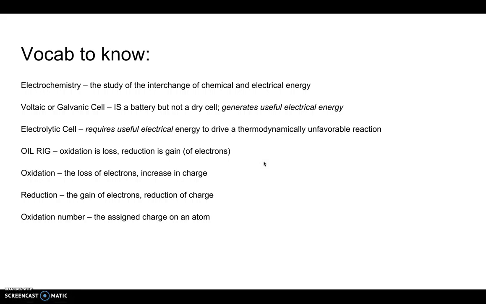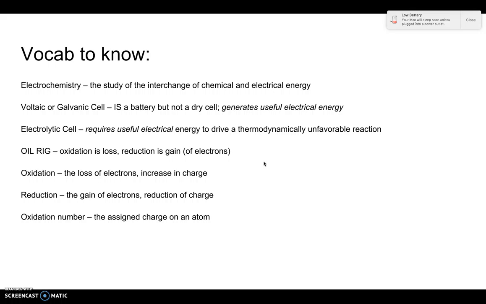Electrochemistry is the study of the interchange of chemical and electrical energy. Voltaic and galvanic cells are batteries, but not a dry cell. They generate useful electrical energy. Electrolytic cells require useful electrical energy to drive a thermodynamically unfavorable reaction.